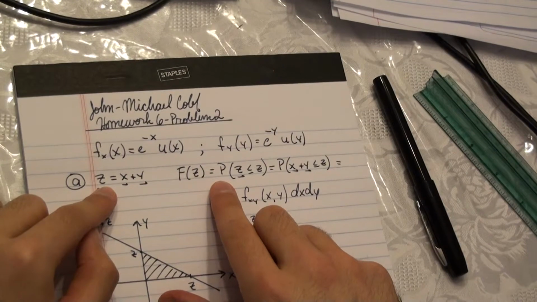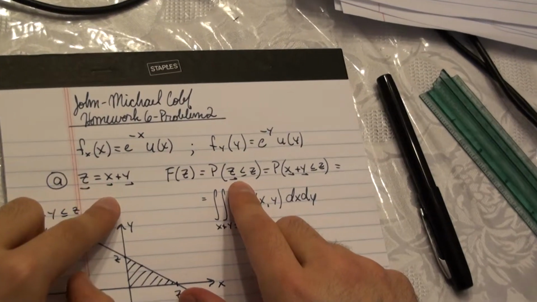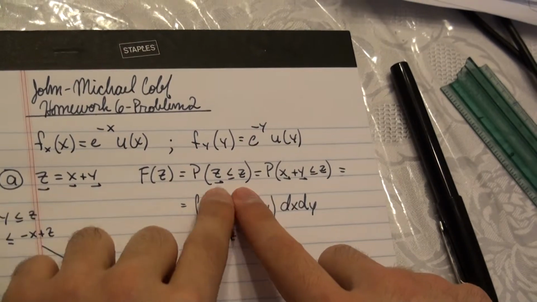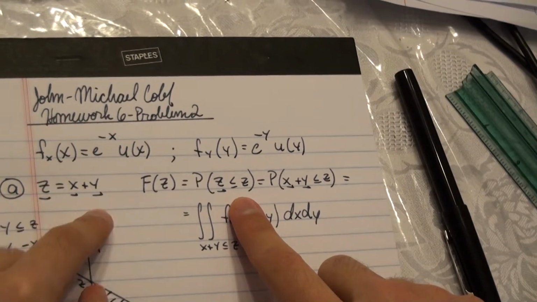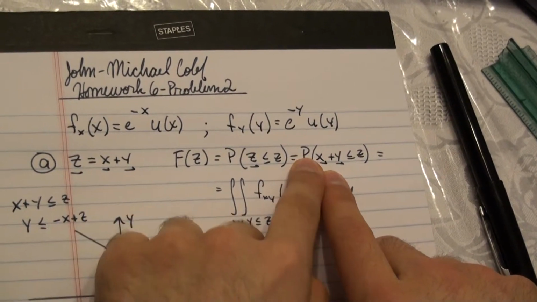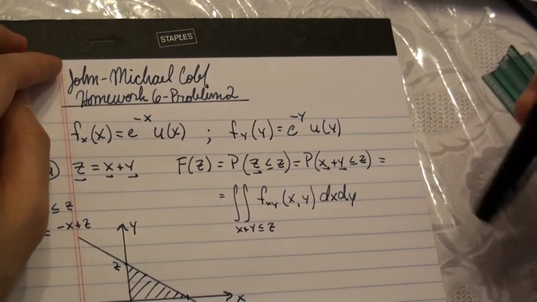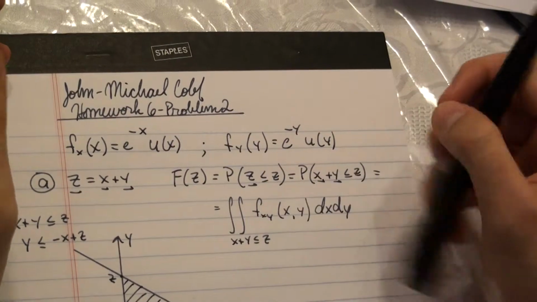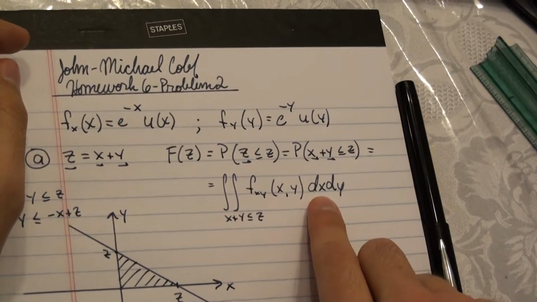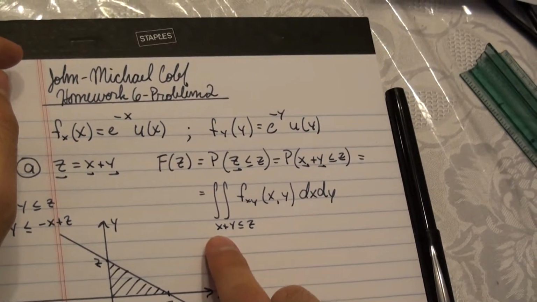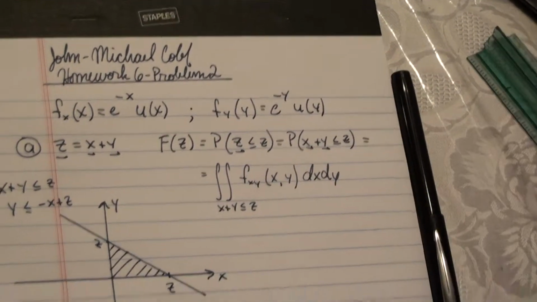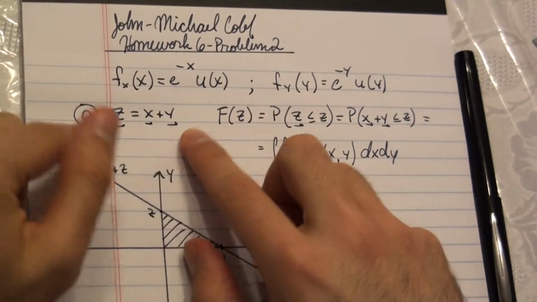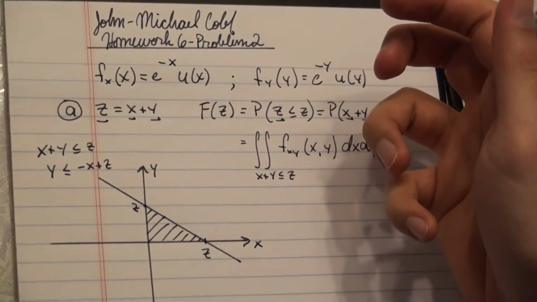That means big F of z equals the probability that the z random variable is less than or equal to z, and we can just substitute the x random variable plus the y random variable in here. So the probability of x plus y is less than or equal to z. And what is that? That's the integral of little f of xy dx dy over this area. So we can express this as a line.